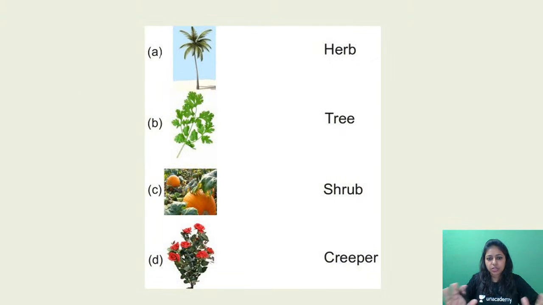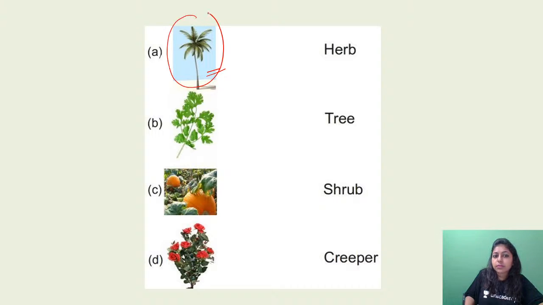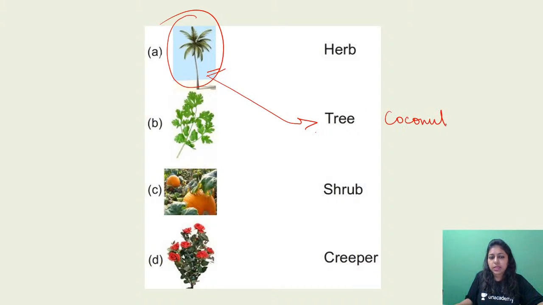You have to just match. You have to tell me what the pictures shown here show. Is it a tree, herb, shrub, or a creeper? So this one, tell me what is A? You can write down here in the comment section. This is a tree. It seems like a coconut tree. Yes or no? All right. Then move on to B. Tell me what is it? It has green, tender, very weak stems, and it doesn't grow too tall. So what is it? It is a herb. Right you are. It is a herb, which is coriander.